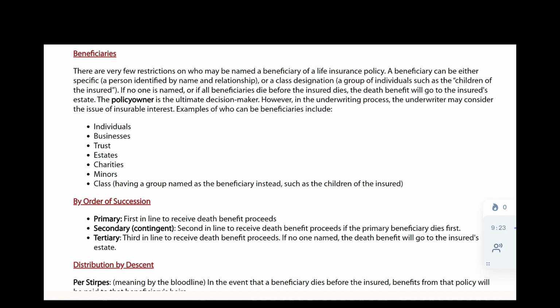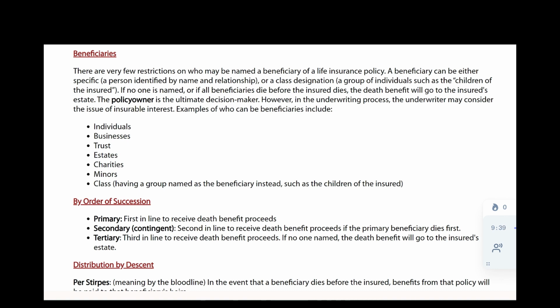However, in the underwriting process, the underwriter may consider the issue of insurable interest. Examples of who can be beneficiaries include individuals, businesses, trusts, estates, and charities. Minors. Class, having a group named as the beneficiary instead, such as the children of the insured. By order of succession.